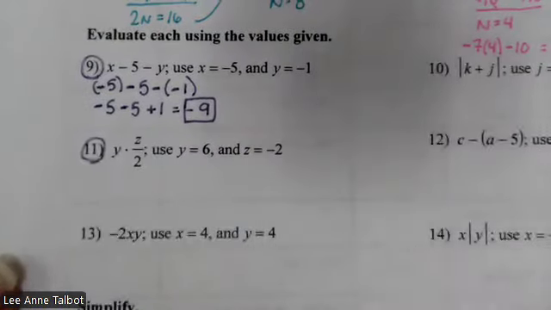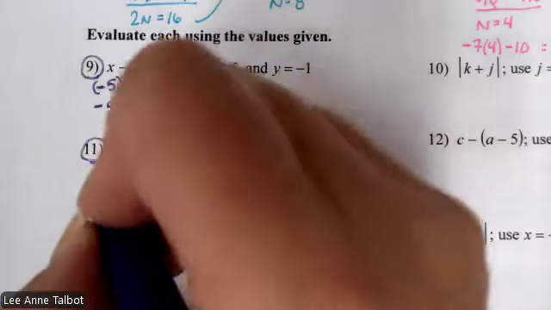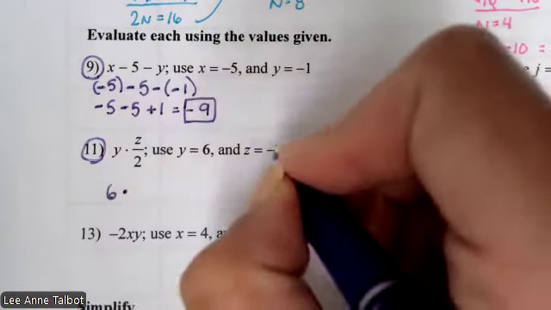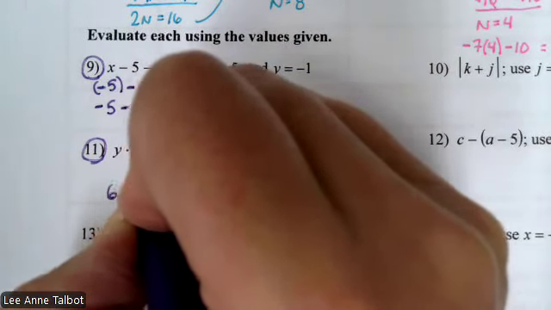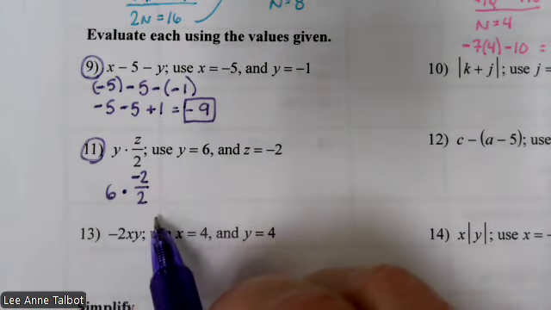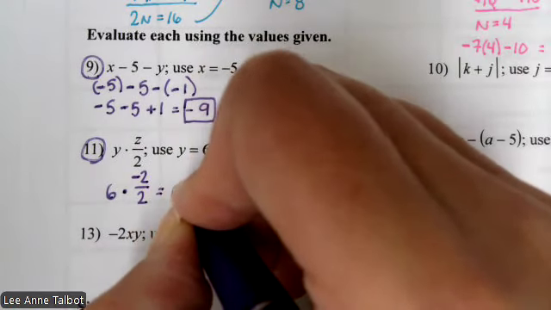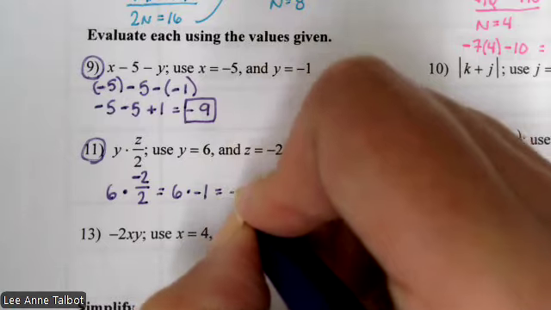You guys get -9 already without me? Yeah. Okay. And this one, y is 6. 6 times -2 over 2. And -2 divided by 2 is -1. So this is 6 times -1, which is -6.